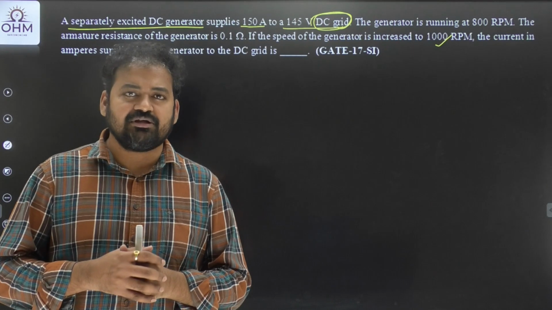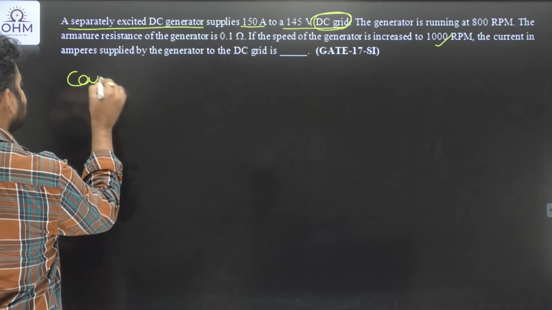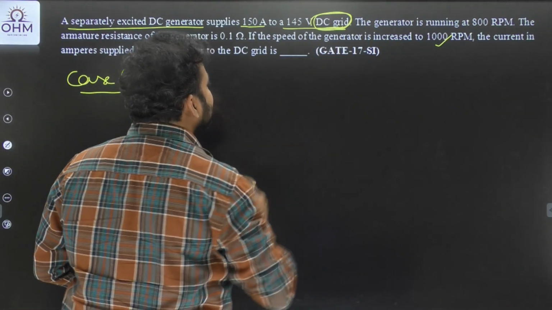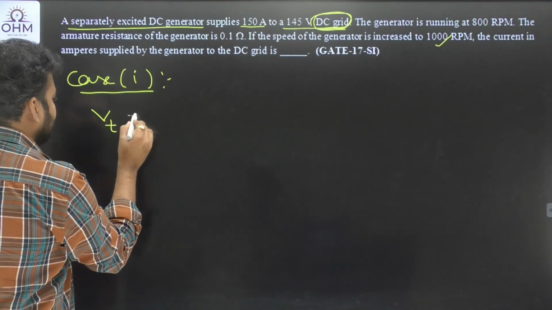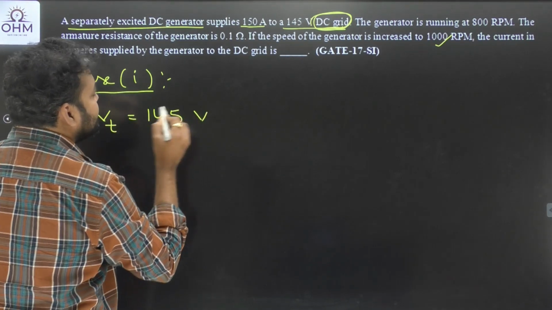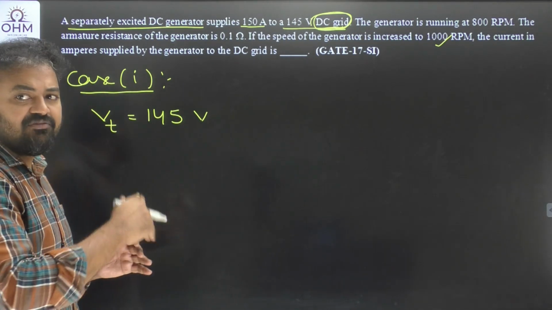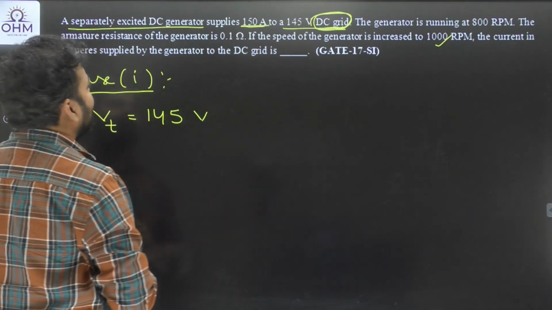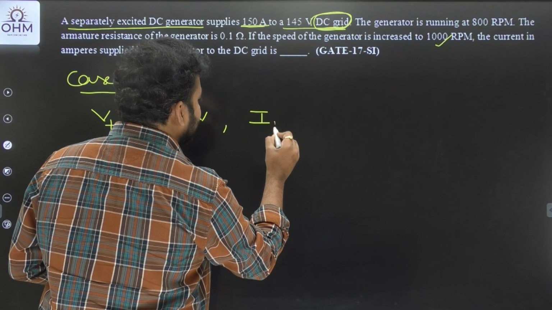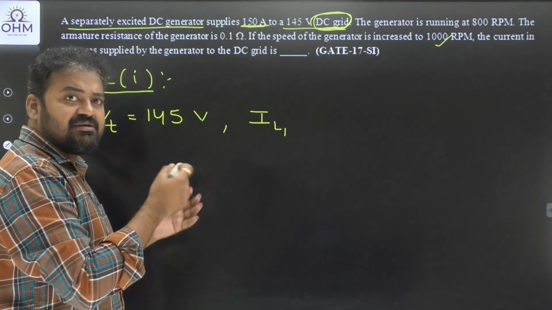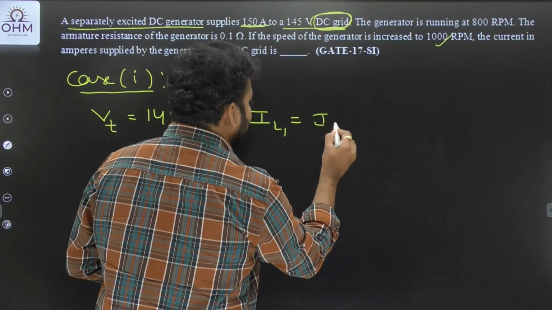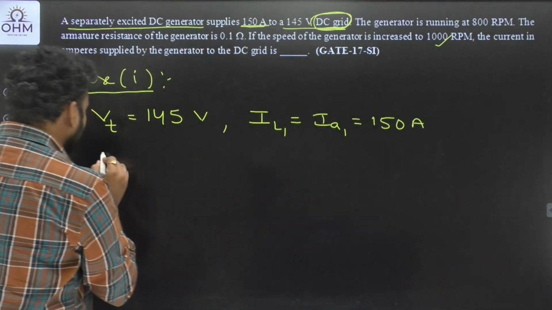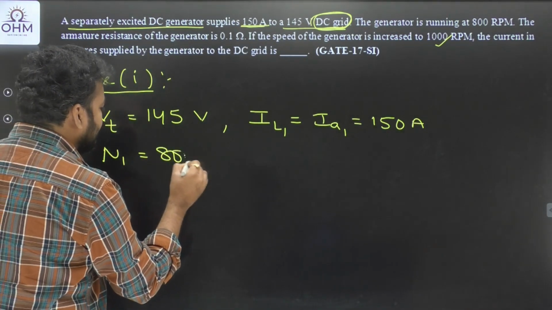Therefore, two cases are involved here. So let's understand case number 1. Yes, machine is connected to a DC grid. That means the terminal voltage is always constant. That is 145 volt, isn't it? I need not write Vt1, Vt2 separately because it's a constant voltage. And it is supplying how much current? 150 ampere. Current supplied to grid is nothing but line current. But as the machine is separately excited, line current and armature current are the same, which is equal to 150 ampere. And machine was rotating at 800 RPM.